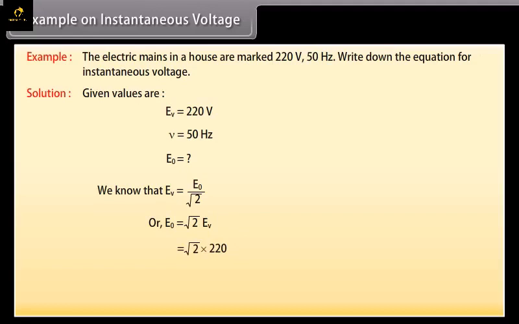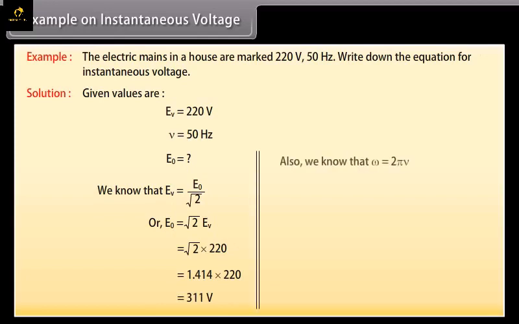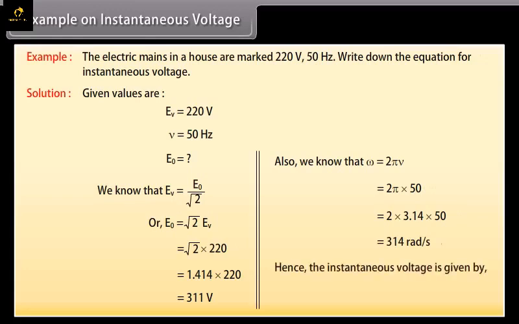On putting the values in the equation, we get E naught is equal to 311 volt. Also, we know that omega is equal to 2 pi nu. On putting the values in the equation, we get omega is equal to 314 radian per second. Hence the instantaneous voltage is given by E is equal to 311 sin 314t.